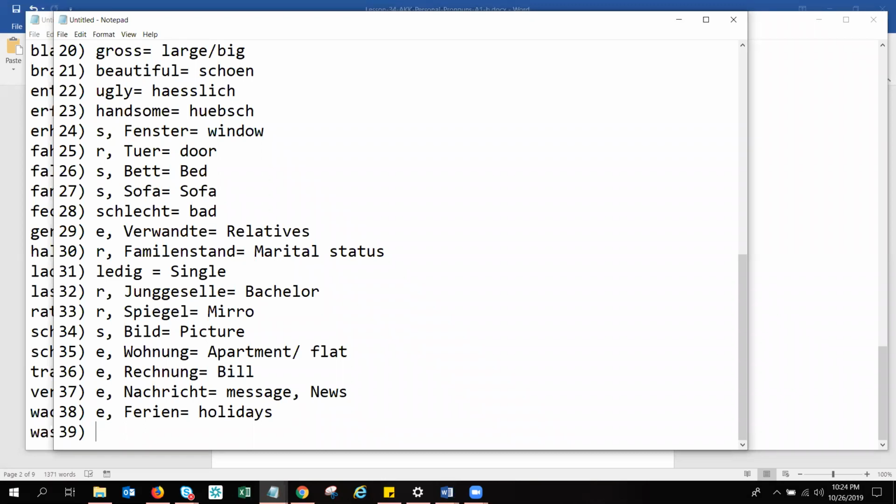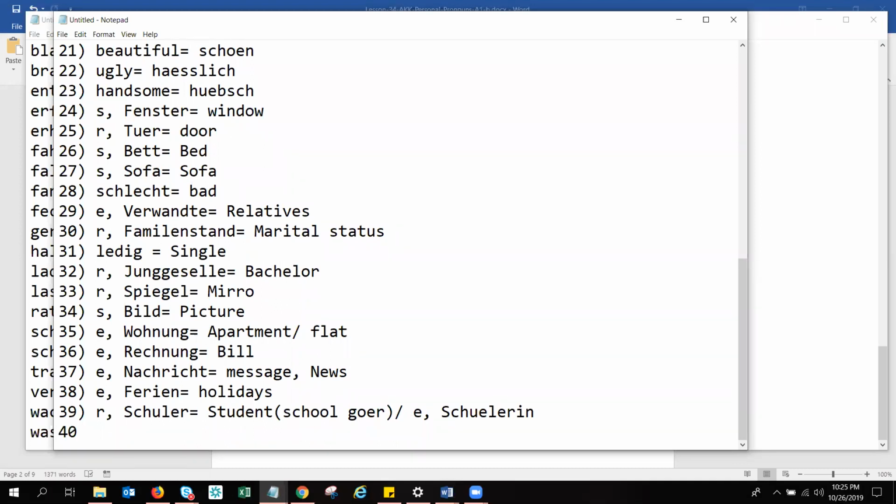Then there is a nurse, I already told you. If somewhere you see this word Schüler, Schüler means a student, a kind of student who is a school goer, who goes to school. If there is a school student, that is a Schüler, and for female it will be die Schülerin. For male it will be der Schüler.